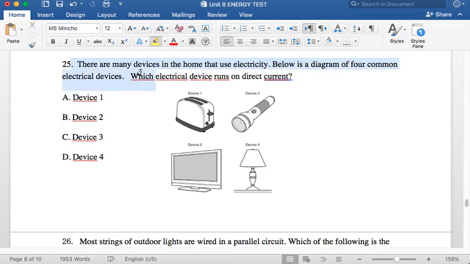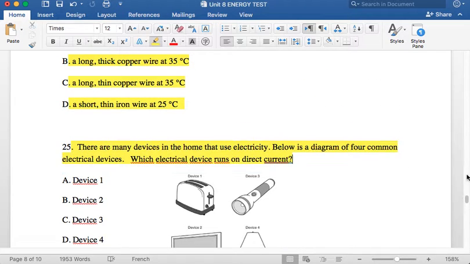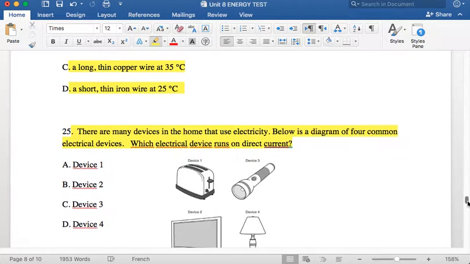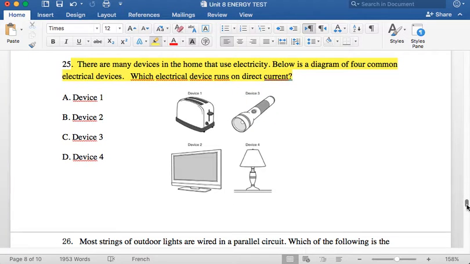Number 25. There are many different devices in the home that use electricity. Below is a diagram of 4 common electrical devices. Which electrical device runs on direct current?